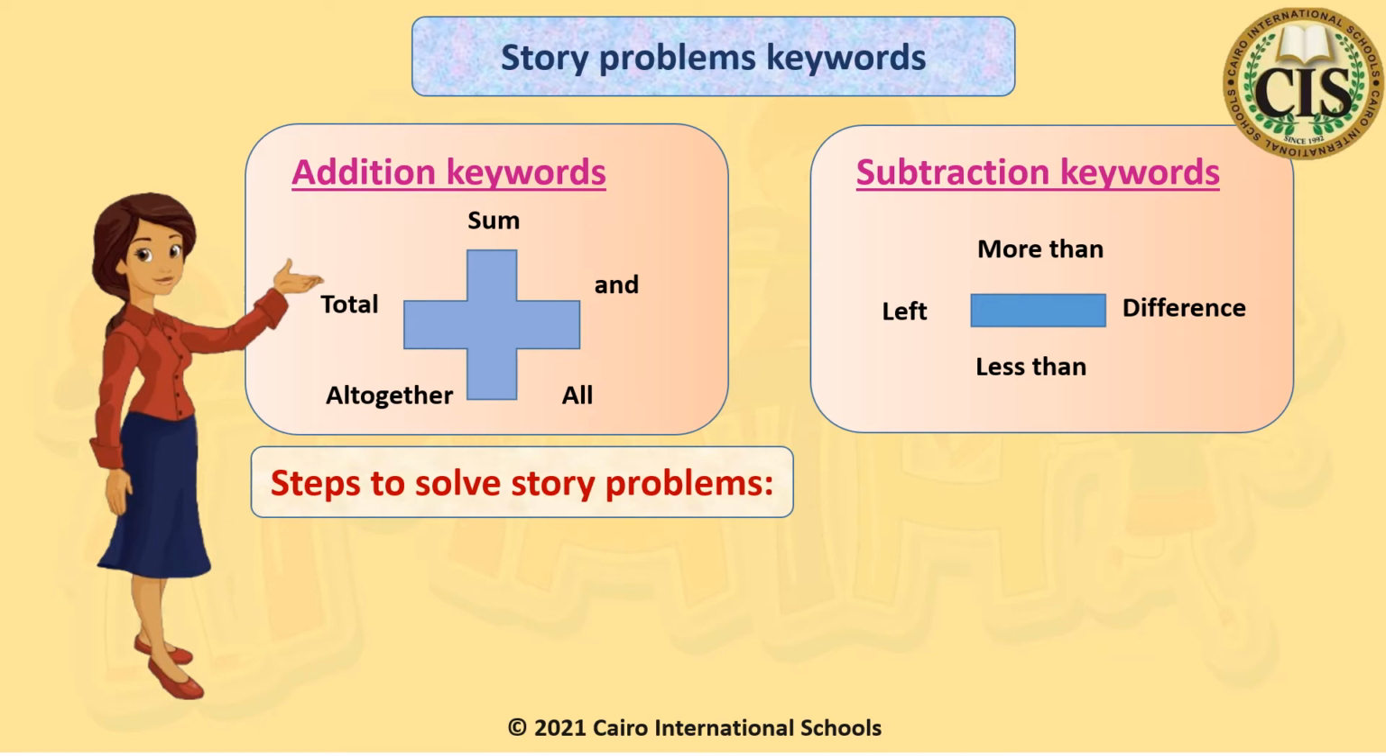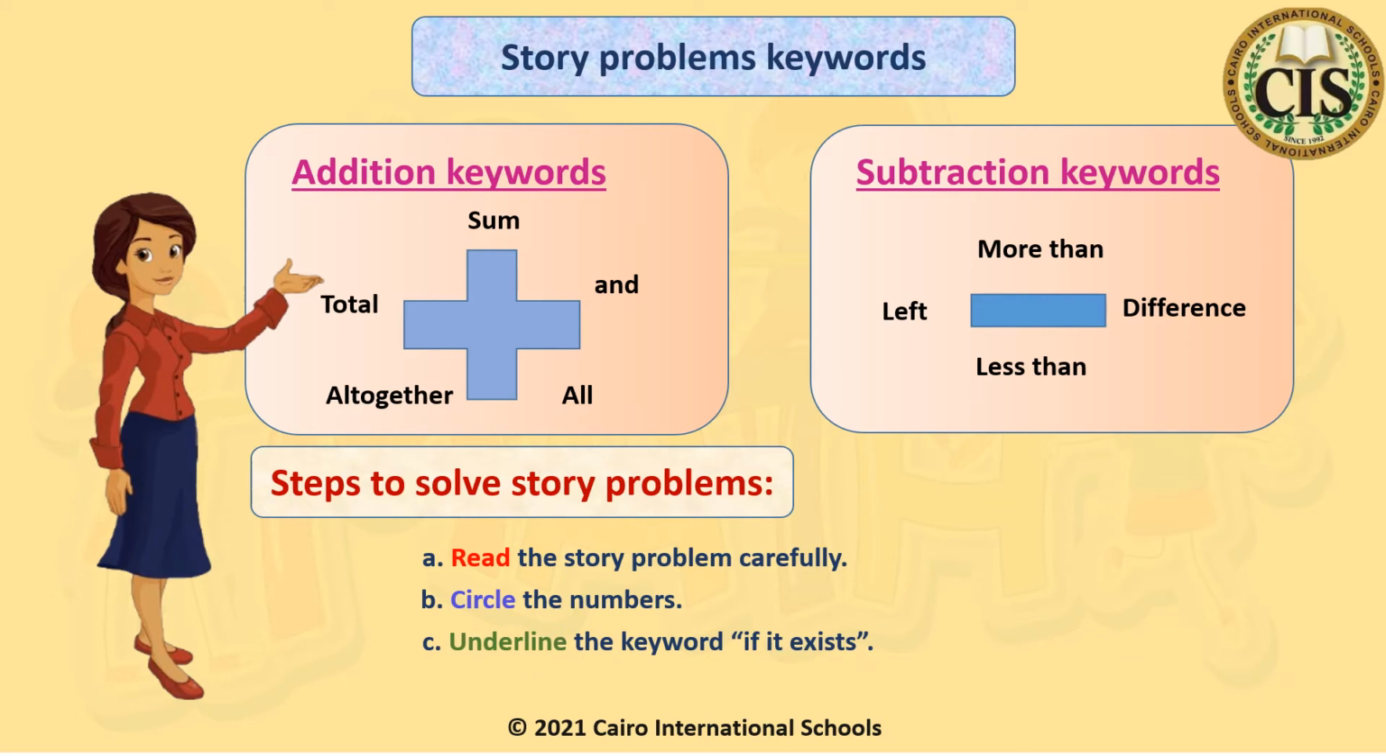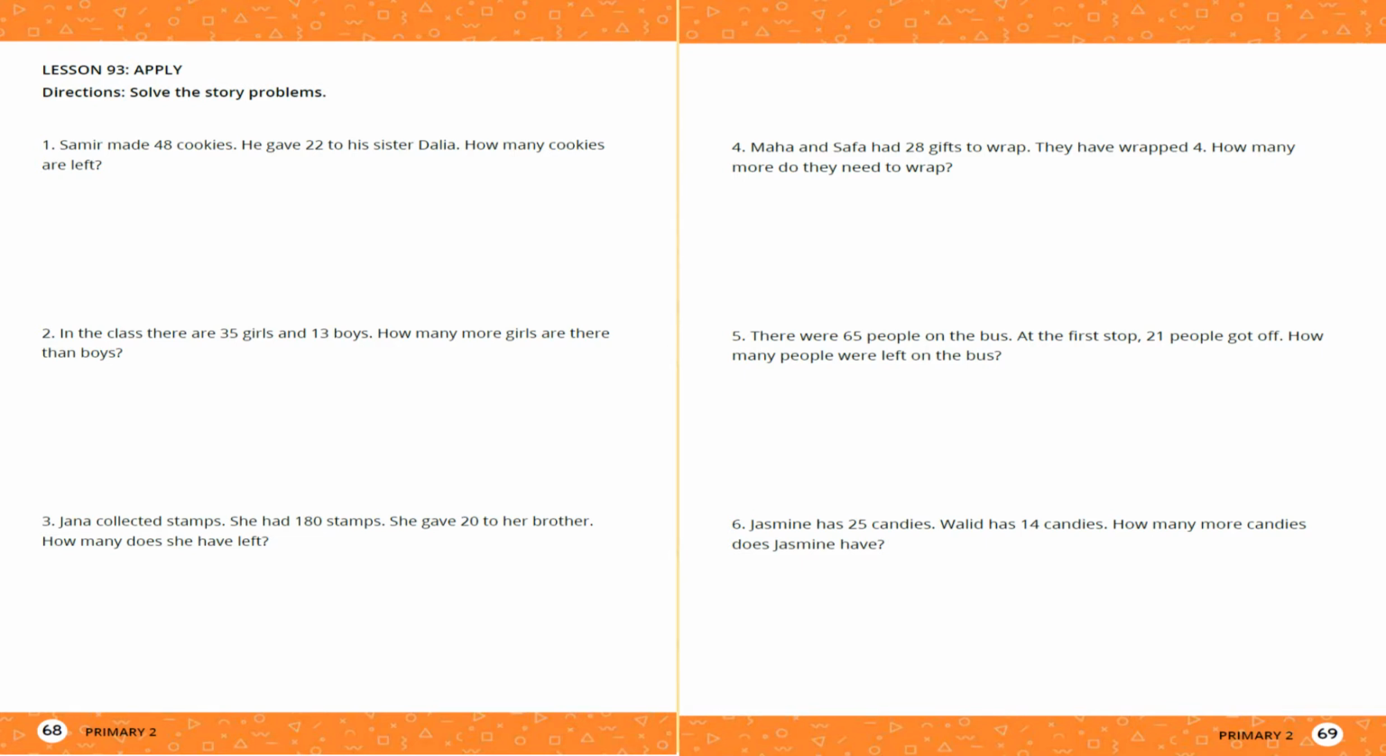Steps to solve a story problem. Step number 1, read the story problem carefully. Step number 2, circle the numbers. Step number 3, underline the keyword if it exists. Lesson 93, the apply part. Directions: solve the story problems.